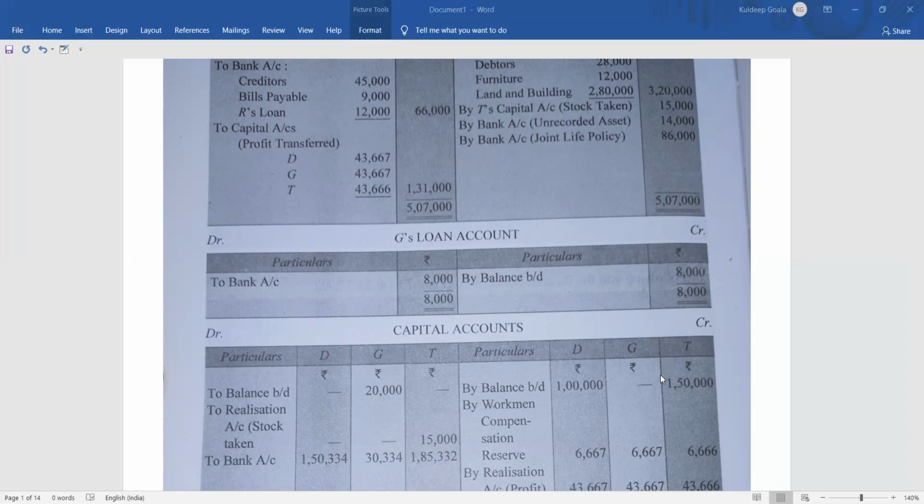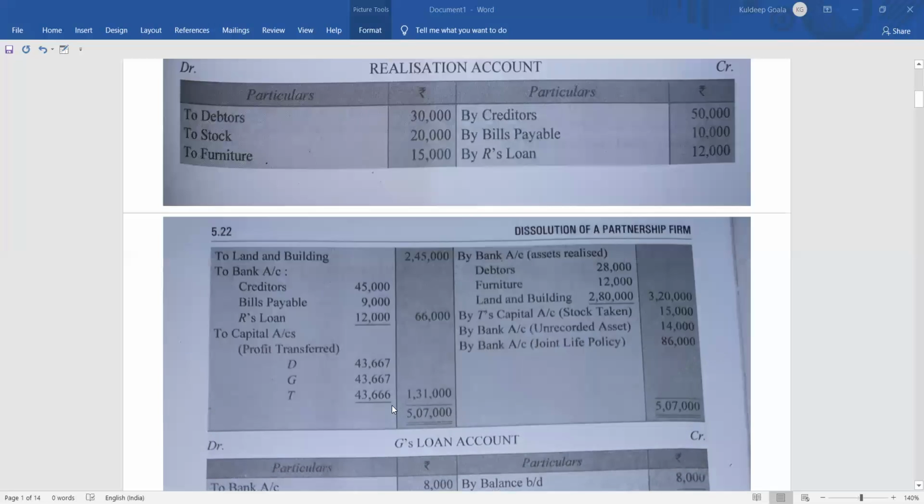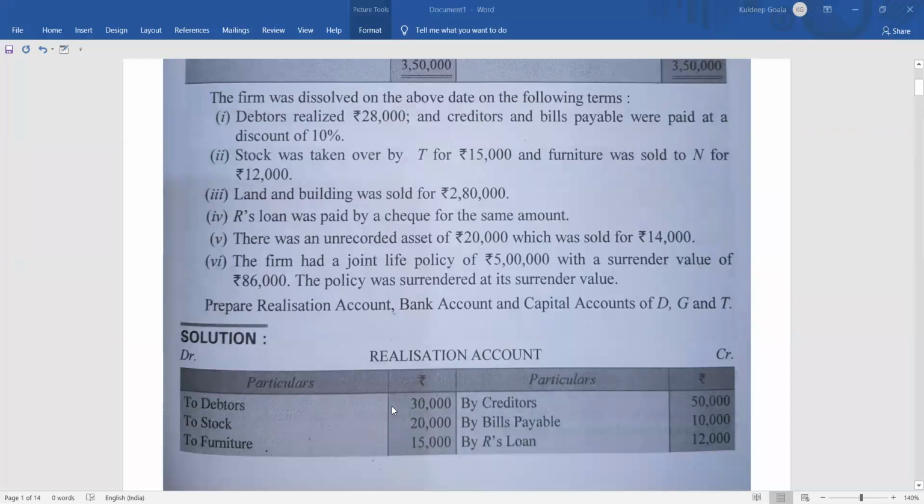So how will you start? We'll start with the opening balance. By balance brought down, D we have 1 lakh, T we have 1,50,000. Whereas G was having a debit balance, so G's debit side will come as to balance brought down 20,000. Why? I already told you, because it is a loss for the partner, which he is going to bear now. How will you bear? By keeping it in the debit side. Now coming to the next one.